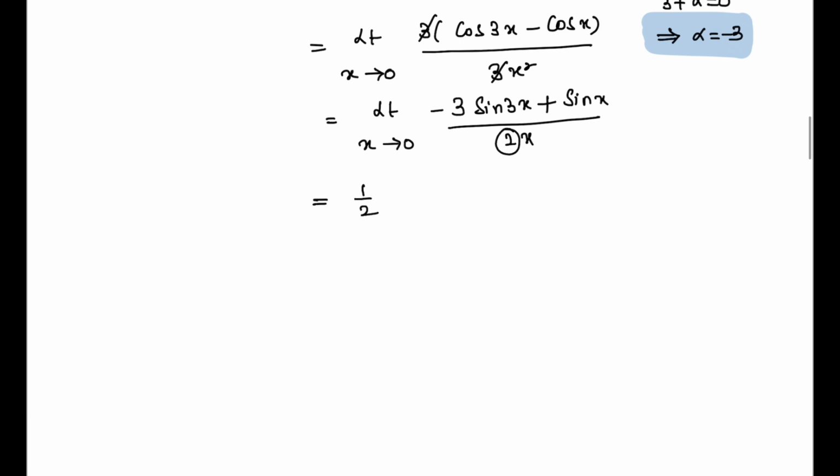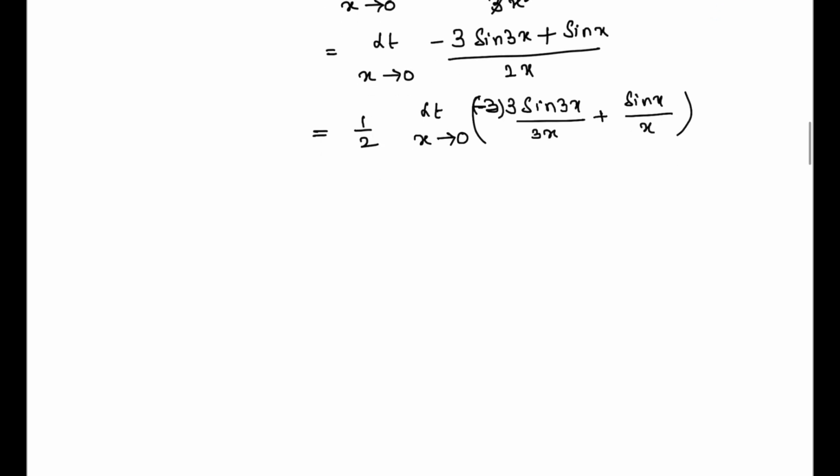I am writing the 2 outside of the limit, and separating this by x so that we get the standard formula, that is minus 3 sin 3x by x separate, plus separate in the denominator sin x by x. Here you see we multiply with 3 and here we divide with 3. So somewhere I'll write here minus 3, and here sin x by x as it is.